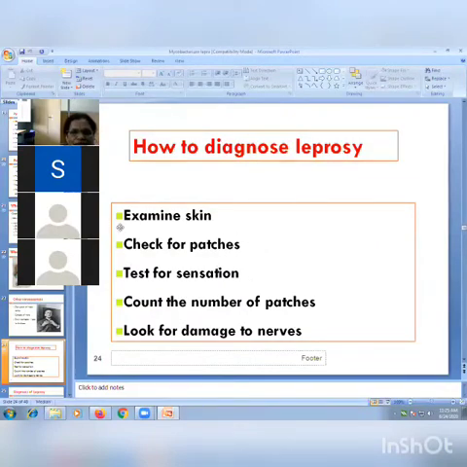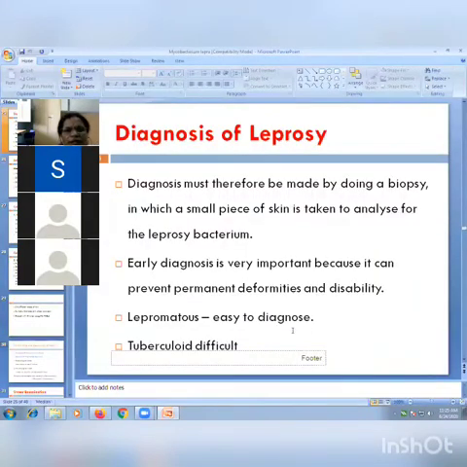These are the steps of diagnosis: examine the skin for hypopigmented patches and loss of sensation. Check for patches, test for sensation with the prick of a needle. Count the patches: if they are fewer than 5, that is paucibacillary, as per WHO. If there are more than 5 patches over the body, that is multibacillary. Look for nerve damage and pain at the nerves. This is the diagnosis of leprosy.